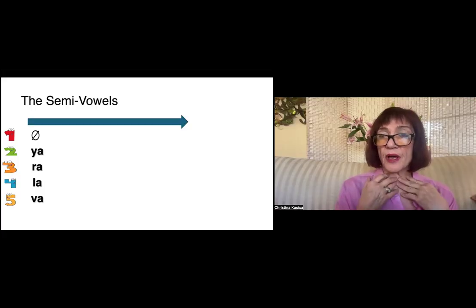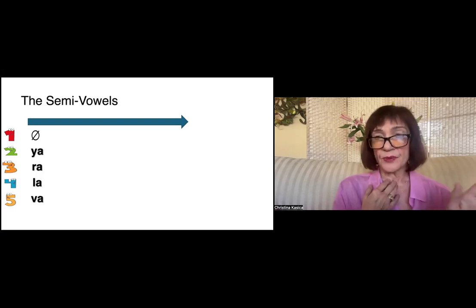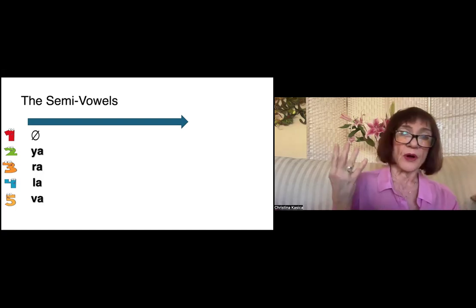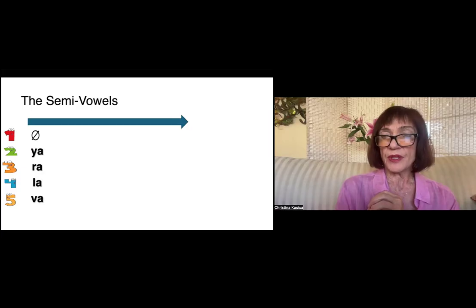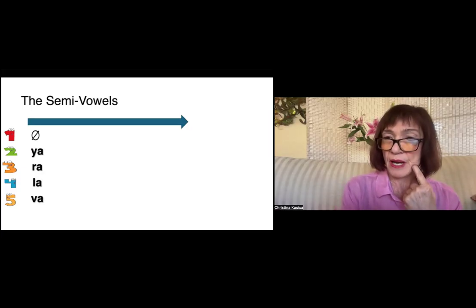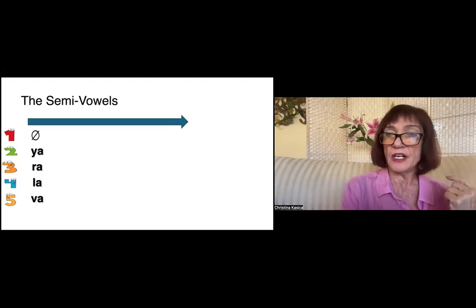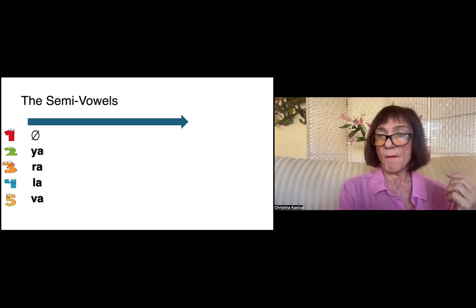The first varga, which is the guttural varga, where your tongue is all the way in the back of your throat, has no semivowel. There are only 4. So the palatal position with the tongue on the tip of that bump in the back of your mouth is ya, ya. Say ya.